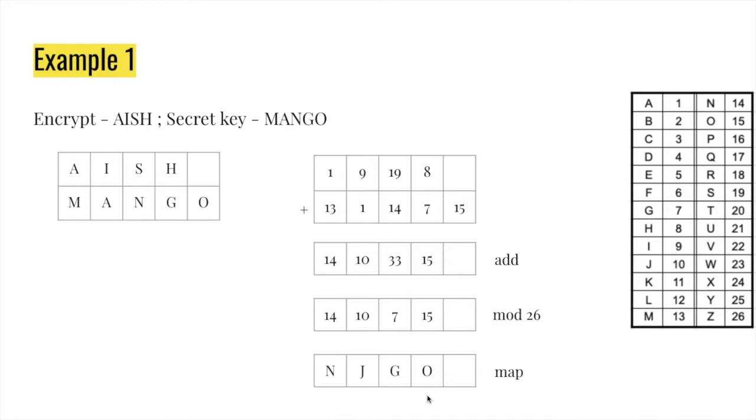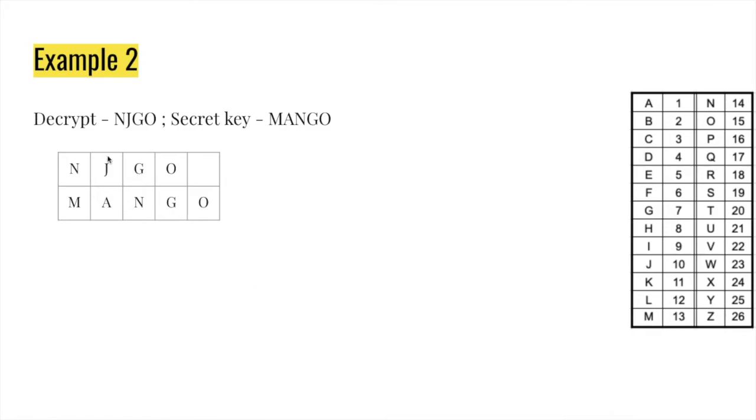Now let's see an example to decrypt a message, that is to decode a message. So here, let's decrypt the encoded message in our previous slide. We have NJGO. So again, similarly, we'll list down the letters and we'll list our secret key corresponding to its positions. Next, we write down the numerical equivalent values of these letters over here.